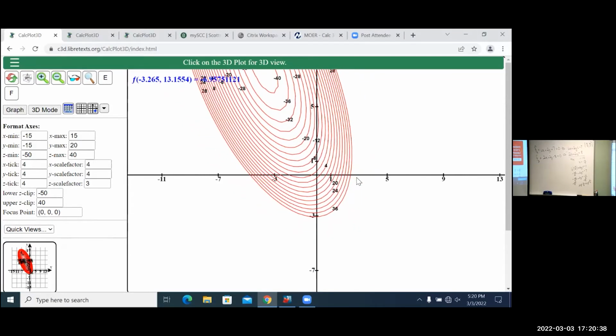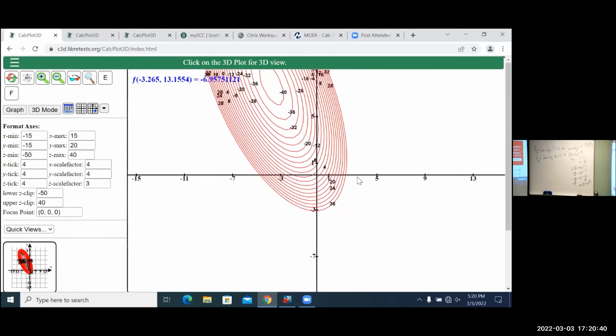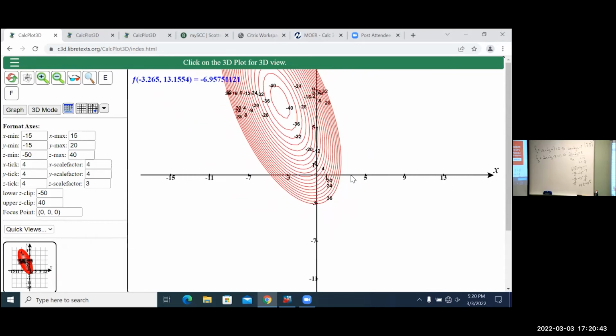All right, remember that we know that our min, -15 over 4, is just a little bit less than -4 in the x. So that's right there. And 31 over 4, that's just a little bit short of 8 in the y. So right there's our critical point.